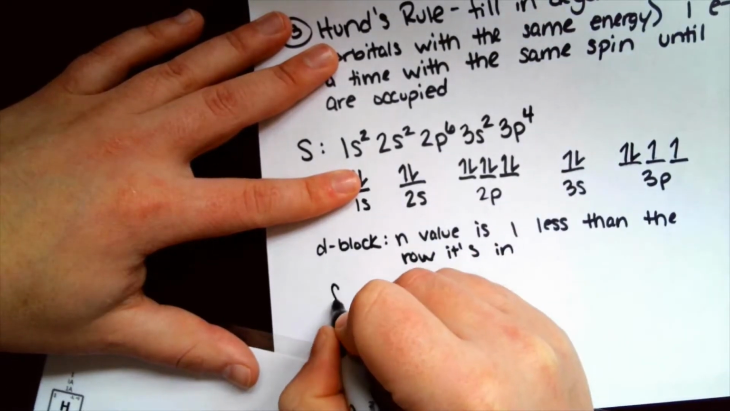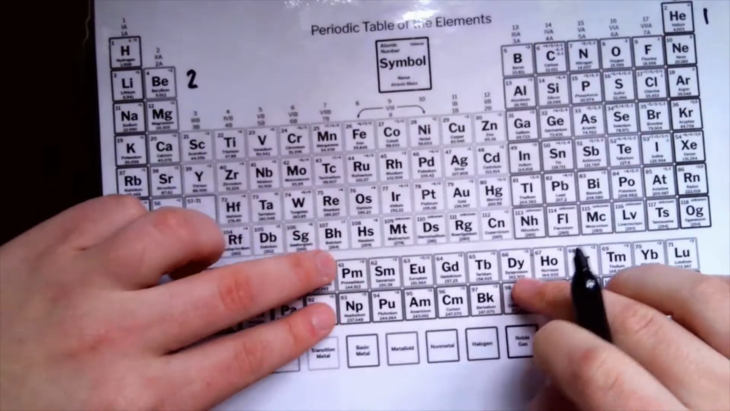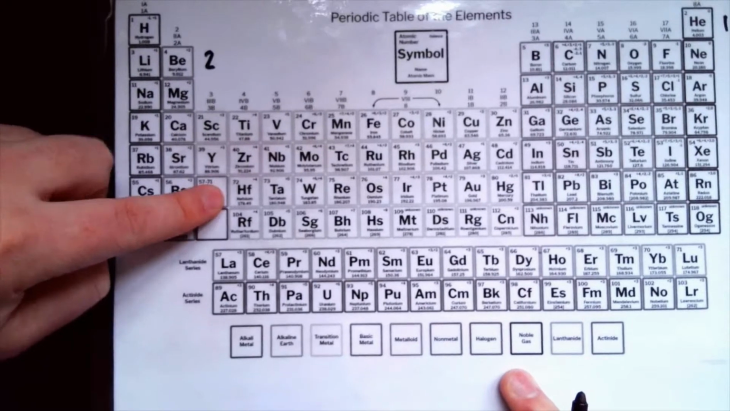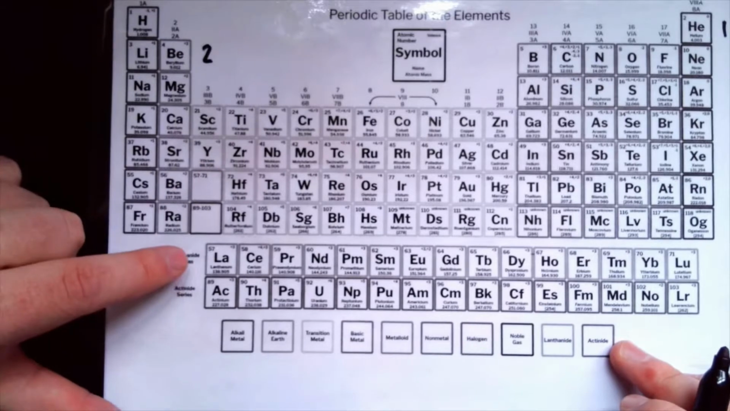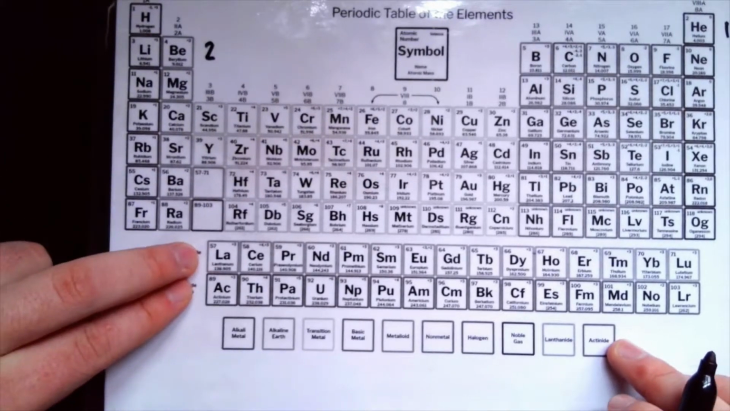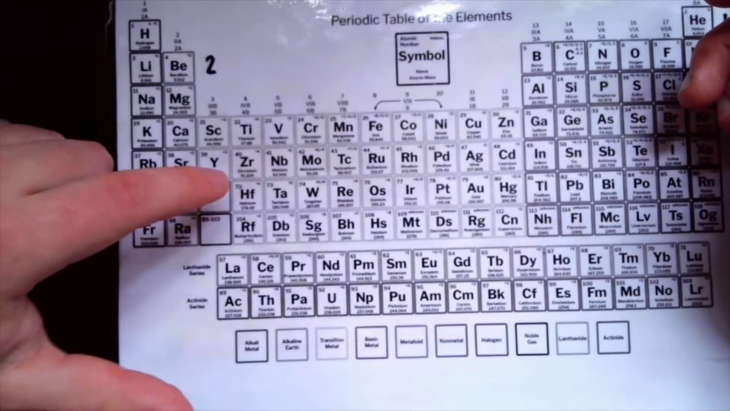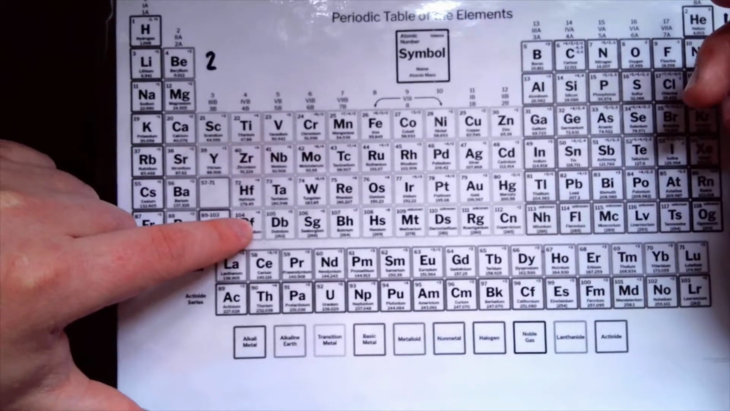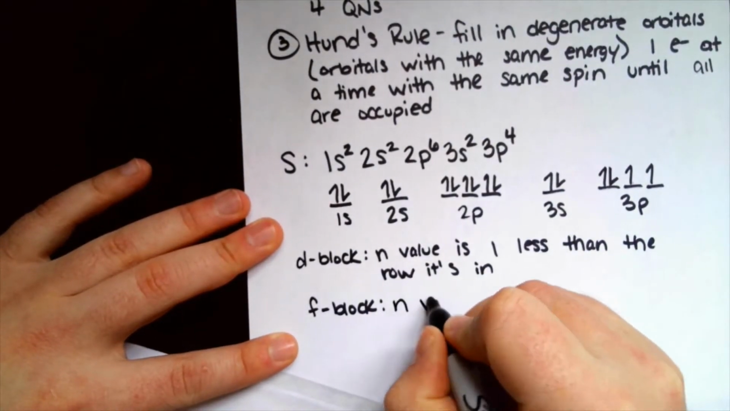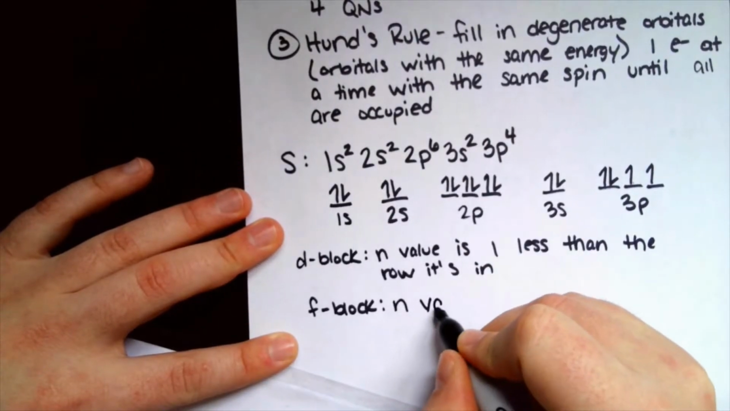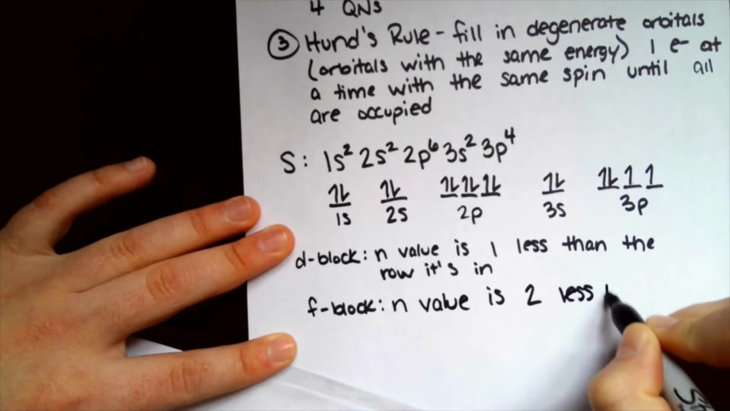And for the F block, it's actually 2 less than the row it's in. Remember, these F block rows down here are actually part of these last 2 rows, the 6th and the 7th row on the periodic table. But the n value for these two is 2 less than the row that they're in. So even though they're in the 6th and 7th row, the n values are 4 and 5 respectively. So for the F block, the n value, in this notation, is 2 less than the row.